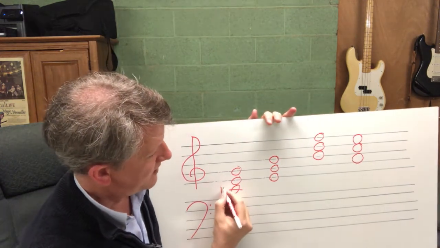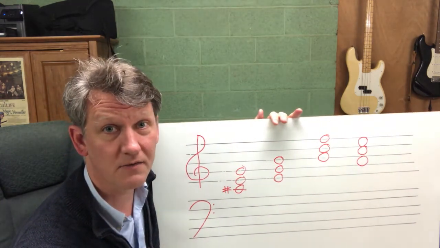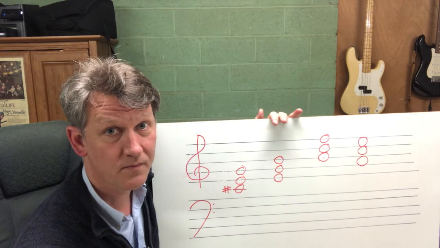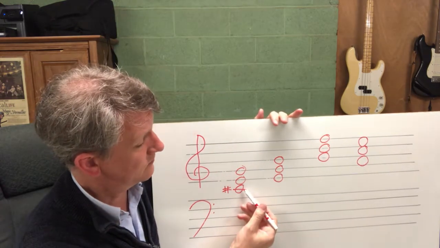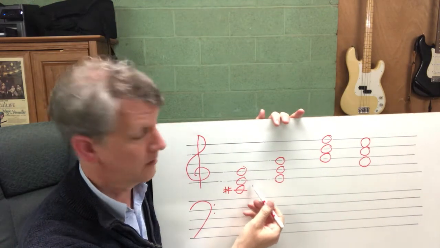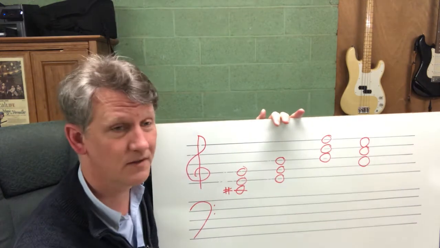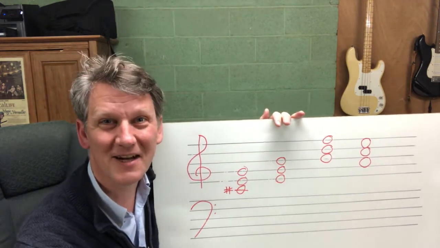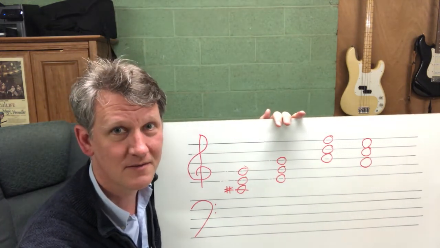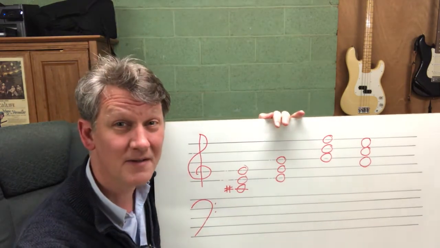What if I raise the lowest note there? What's that going to do to the quality of the triad? What does it do to the intervals? It makes this interval 1 half step smaller, which makes it a minor third and a minor third. So what quality is associated with a stack of 2 minor thirds? It's diminished. So that would be C sharp diminished.